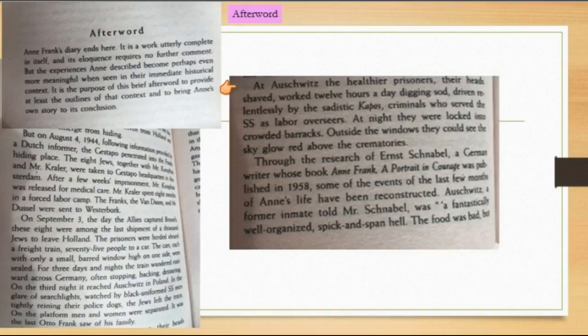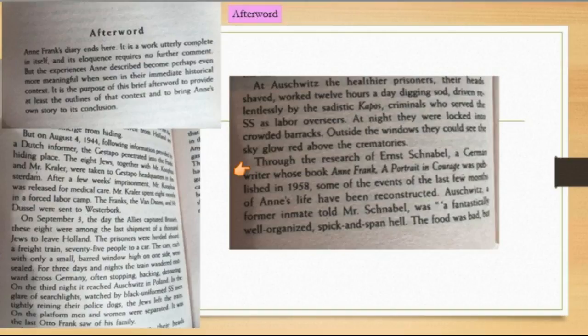At Auschwitz, the healthier prisoners, their heads shaved, worked 12 hours a day, digging sod, driven relentlessly by the sadistic kapos, criminals who served the SS as labor overseers. At night, they were locked into crowded barracks. Outside the windows, they could see the sky glow red above the crematories.